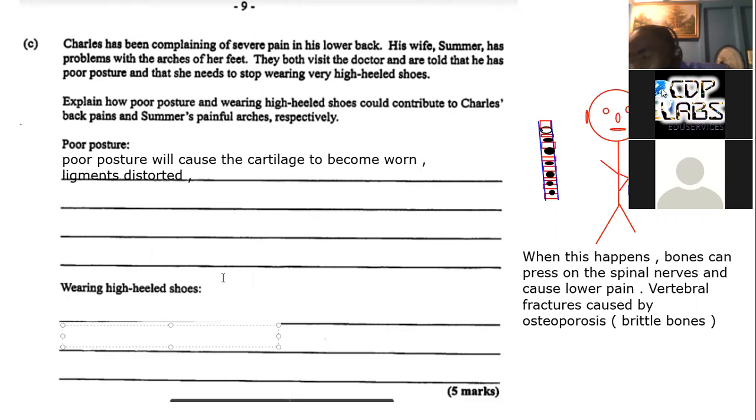The joints will be affected. They become misaligned, yes. And of course, if the joints are affected, therefore movement itself will be what? Affected, because joints help to create what? Movement. Is that clear?